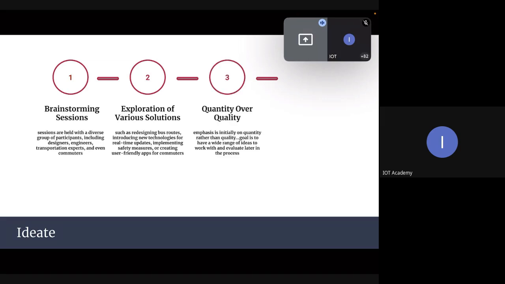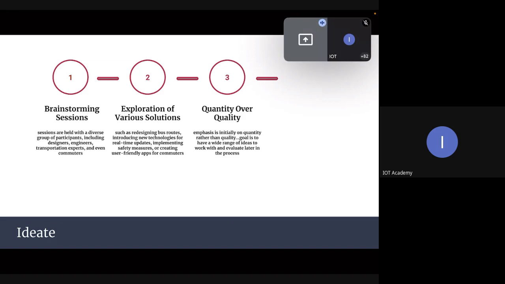At this stage, remember, we are focusing on quantity and not over quality. We want hundreds of ideas to pour in. The goal is to have as many ideas to work with. The elimination and the filtration can be done later on.